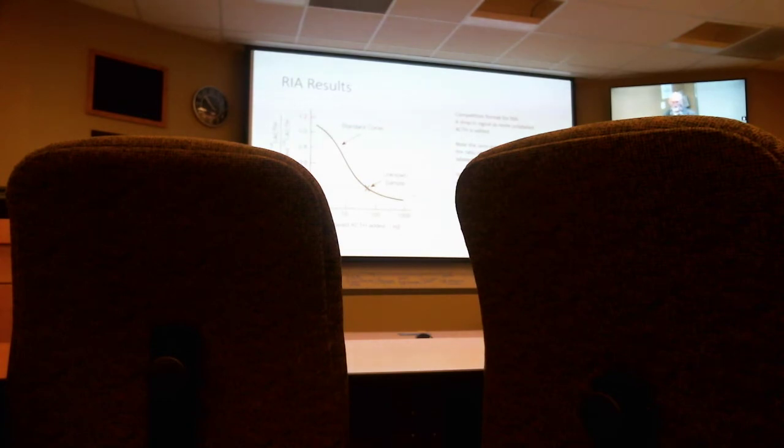And for RIA, this is what the curve would look like, okay? So you'd have a standard curve where somebody in the laboratory had taken known amounts of ACTH and seen how much signal you'd get, and this would drop off like so. And if your unknown sample is out here giving you a reading like that, you can figure out how much that unknown ACTH is.